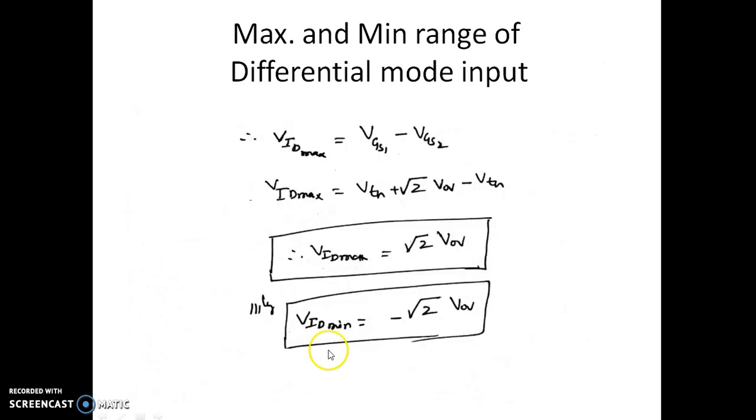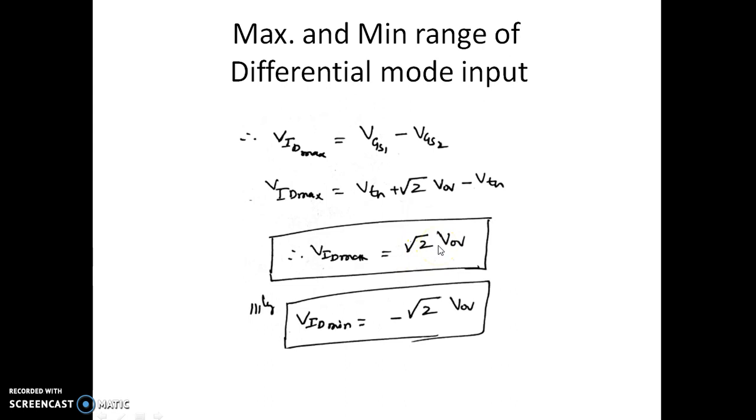Then this expression VID max is nothing but VGS1 minus VGS2. When VID becomes max, we know that VGS2 has to be VTH. The corresponding VGS1, which will have a current of ID equal to I, is given by VTH plus root 2 times VOV. So you can simplify this. This VTH will cancel with this, so VID max will become equal to root 2 times VOV.